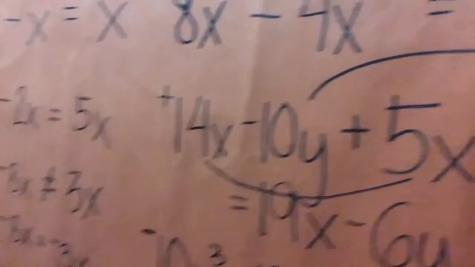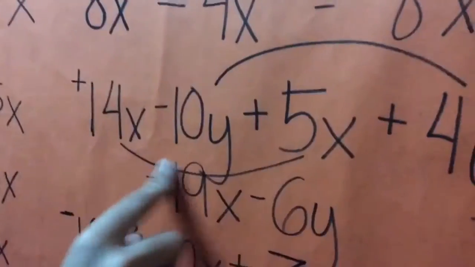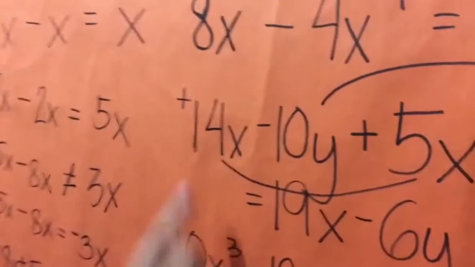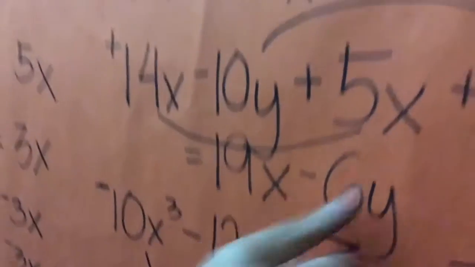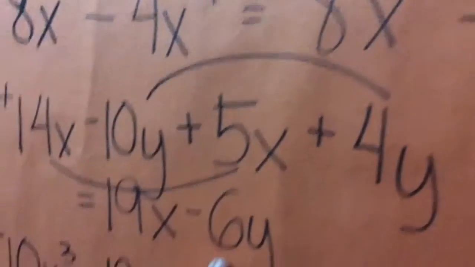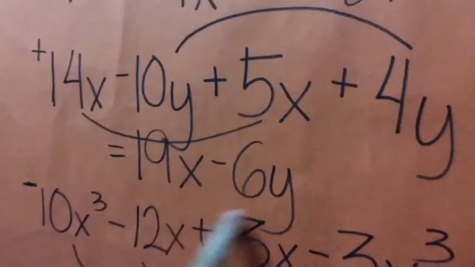First example is 14x minus 10y plus 5x plus 4y. So the first thing to do is find the like terms. 14x plus 5x, so the answer will be 19x. Negative 10y plus 4y, the answer is negative 6y. So this will be the answer.